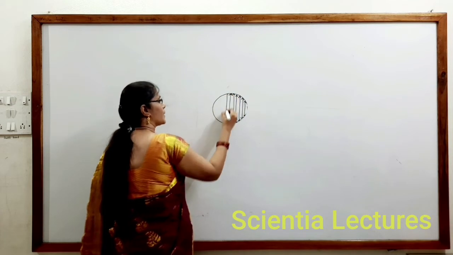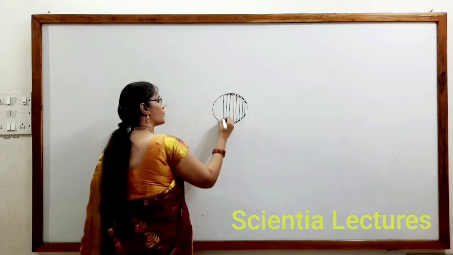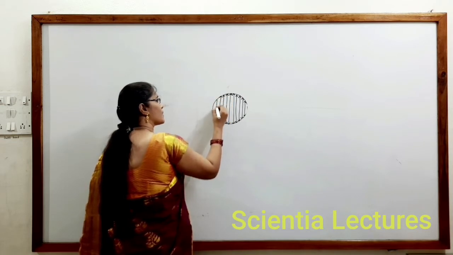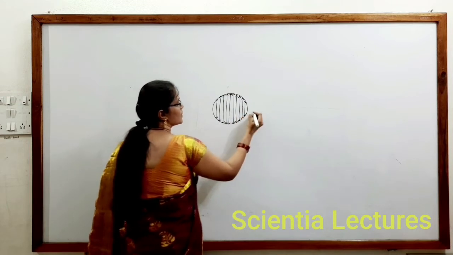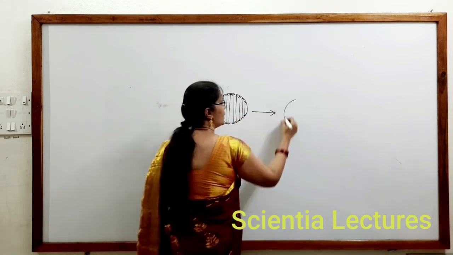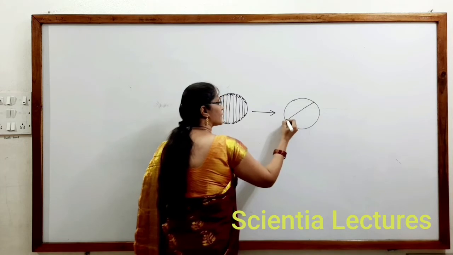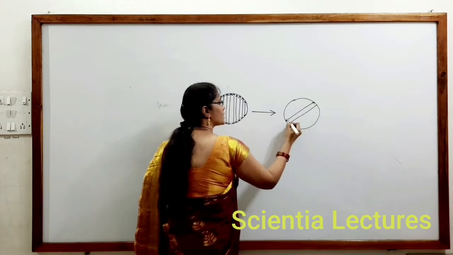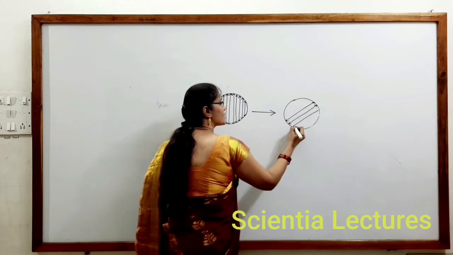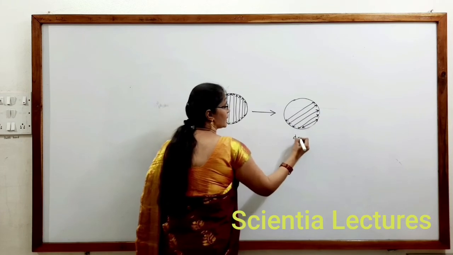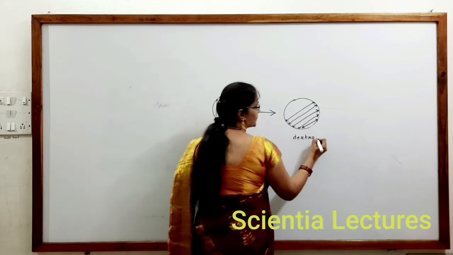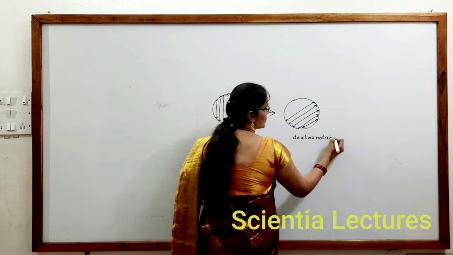This is vibrations of light in plane polarized light, restricted to a single plane. Now suppose a few organic solutions can rotate the vibrations to the right. If it rotates the vibrations to the right, then it is called dextrorotatory.